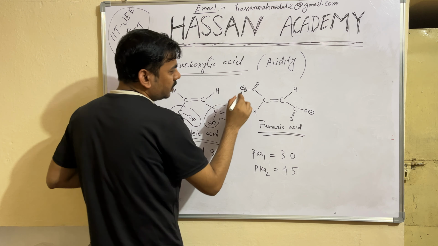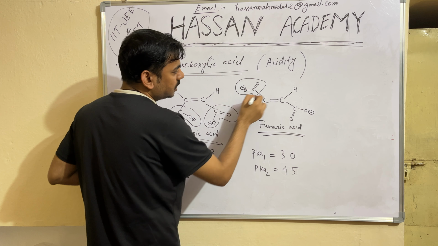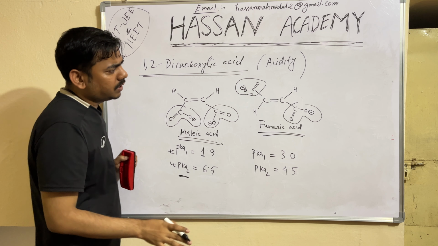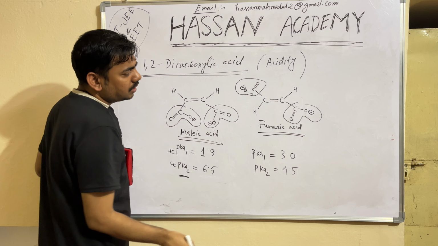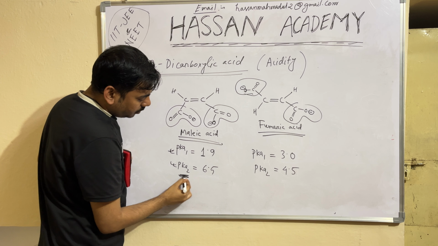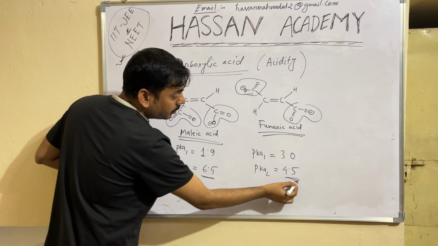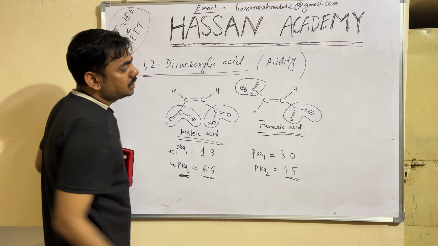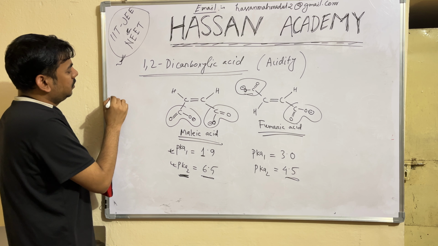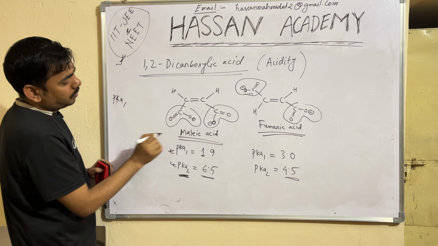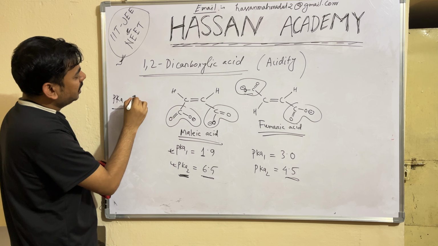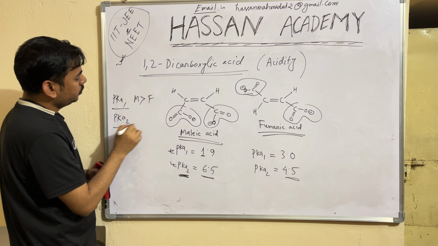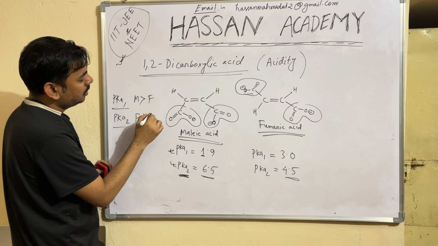But here you can see both will do the resonance, and they are stable, and there is no steric effect. They are far away from each other. So here you can say pKa2, this is 6.5, but this is 4.5. You understand? So for pKa2, fumaric acid is more acidic than maleic acid. If they are asking pKa1, maleic acid is the winner over fumaric acid. If they are asking about pKa2, then fumaric acid is the winner over maleic acid.